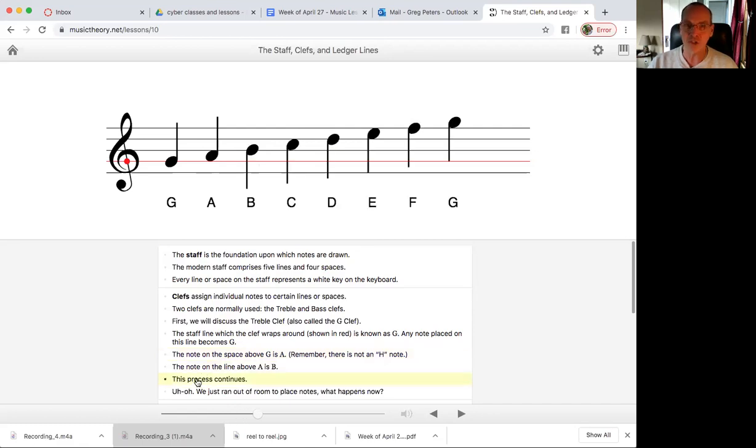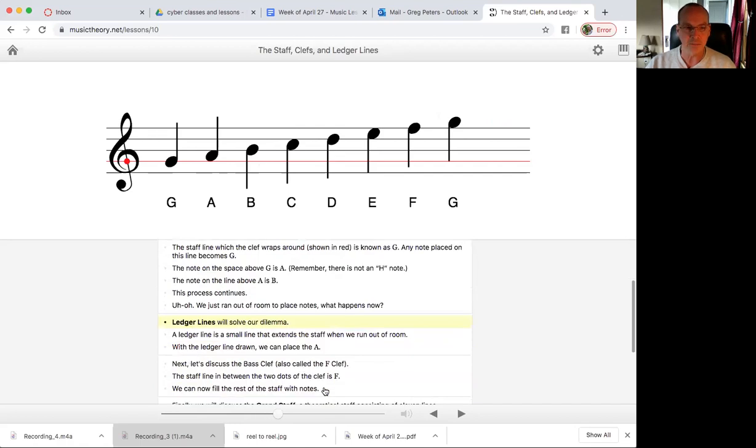The process continues as we go up from the G all the way up to the high G. The next line above it, now we run out of space, so we use what is called a ledger line. And that ledger line simply adds one more line above the staff that we can add a note to. And you can have multiple ledger lines above the staff. Flute players, for instance, are very familiar with these ledger lines as they move up through the staff.